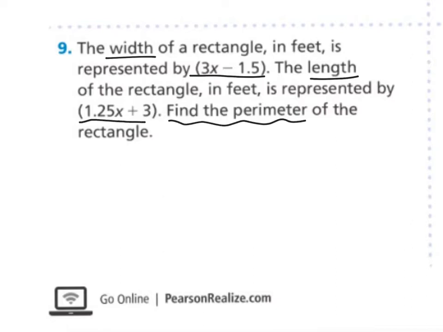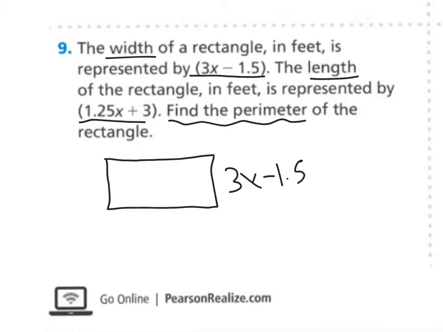Okay, so we need to understand what it means, perimeter. So perimeter is the distance all the way around a figure. Just like a periscope lets you look around, a perimeter is the distance around something. So the width, we've got 3x minus 1.5. The length, we've got 1.25x plus 3.